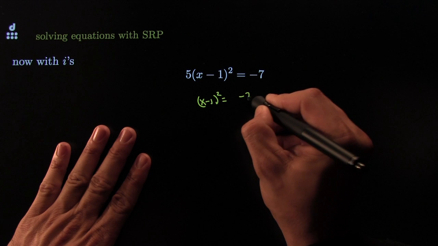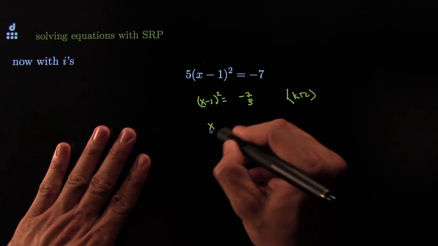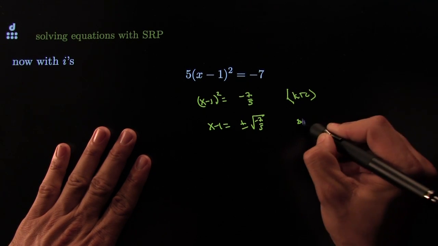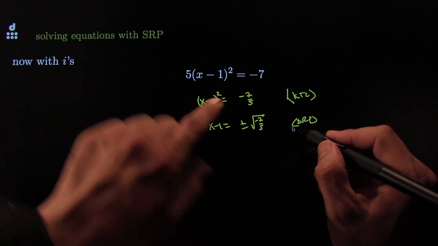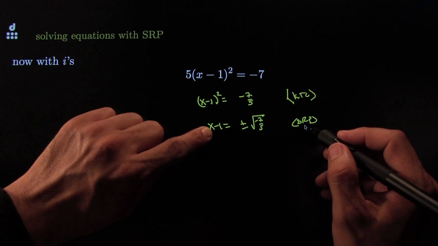We've got x squared equals negative 7 over 5 by kill the coefficient. I've got x minus 1 is equal to plus or minus the square root of negative 7 over 5 by square root property. And that's the perfect medicine to get rid of a square of blah. You just do the square root property. And now you're almost done.